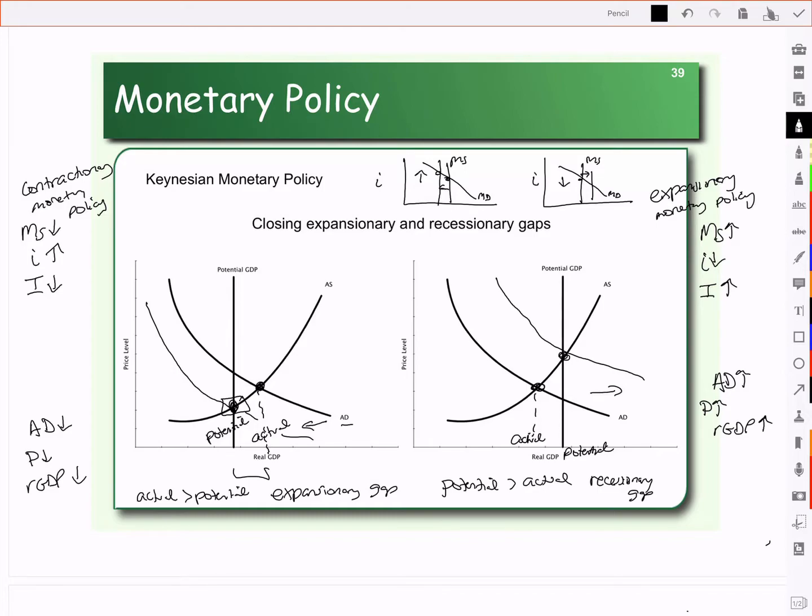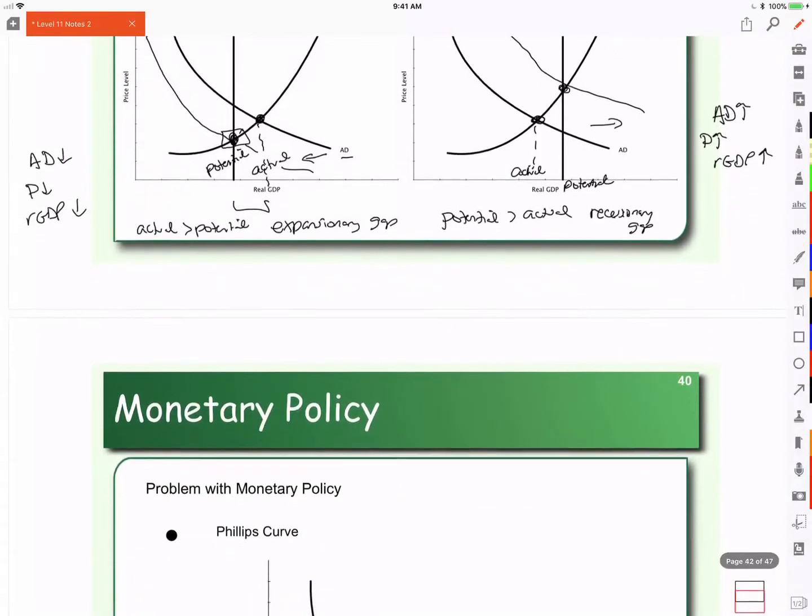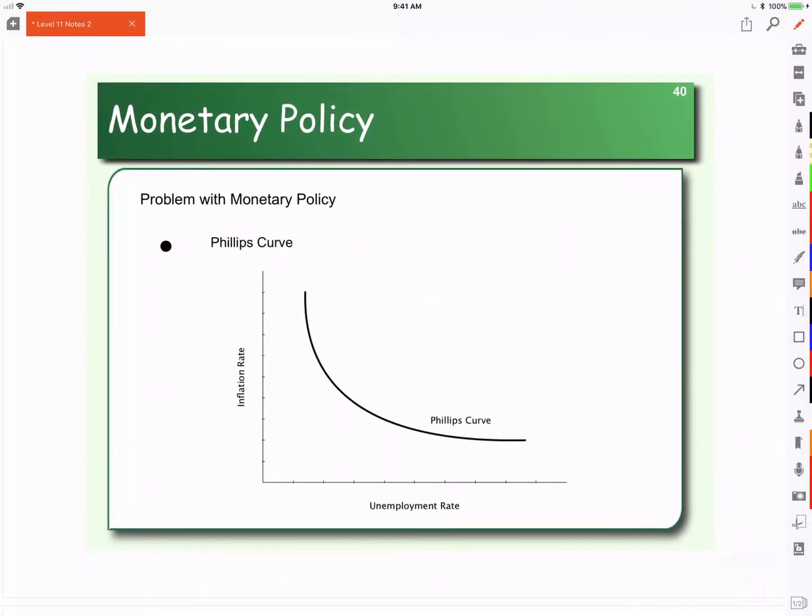So Keynesian monetary policy is about closing the gaps. So you got to be able to identify what type of gap you have and which monetary policy is appropriate for it. Contractionary monetary policy closes expansionary gaps. Expansionary monetary policy closes recessionary gaps. We want the policy to move the economy in the opposite direction of the gap.